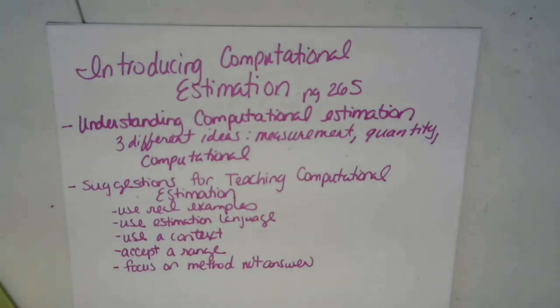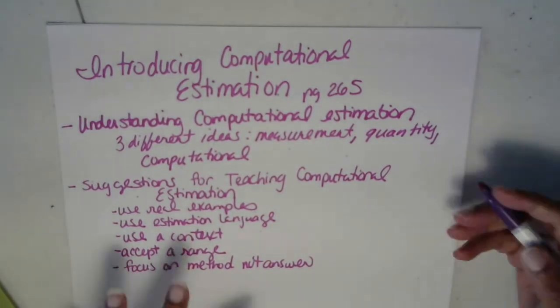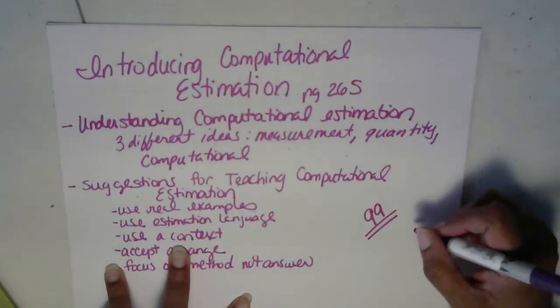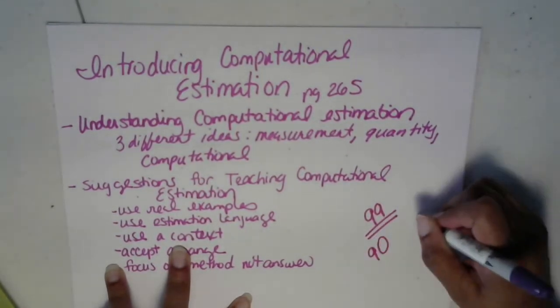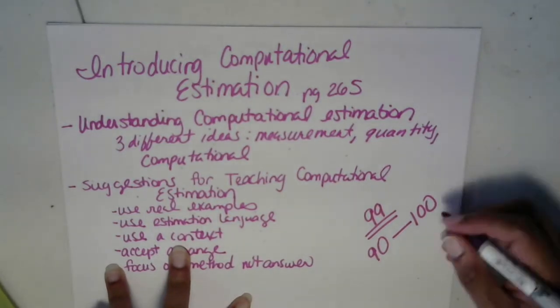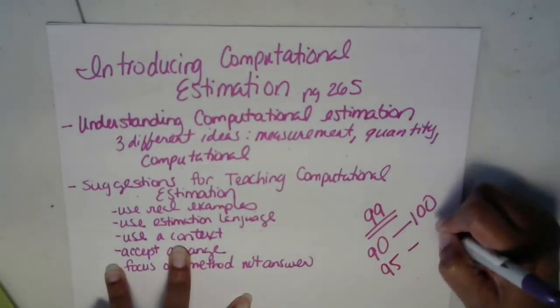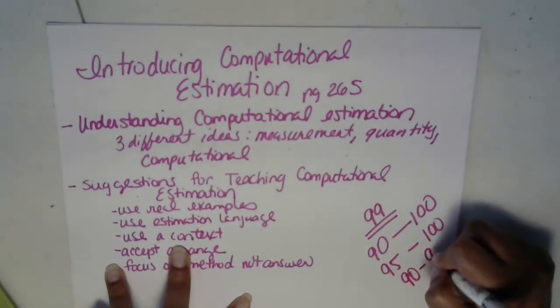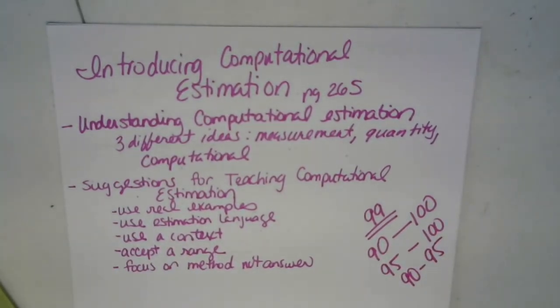Offer a range as an option. Hey, listen, there is no one right answer. This is hard when you're estimating. There is no one right answer. 99 can be close to 90, and it can be close to 100. Accept a range. It can be close to 95 and close to 100. It can be close to 90 or 95.